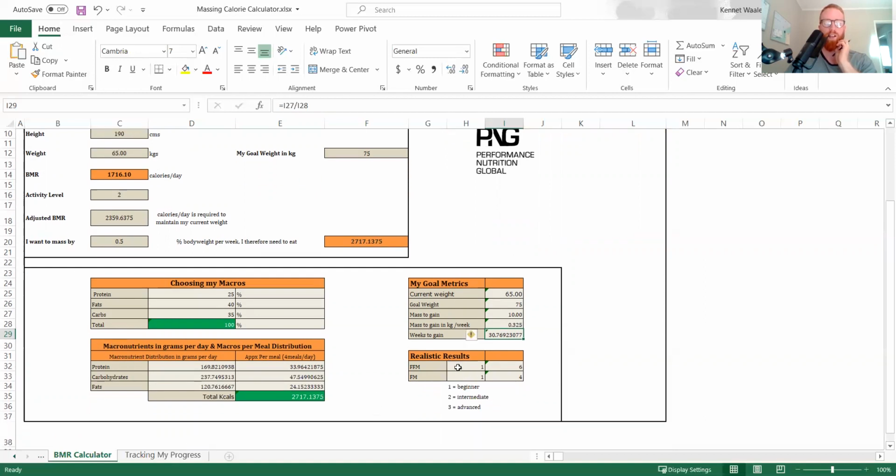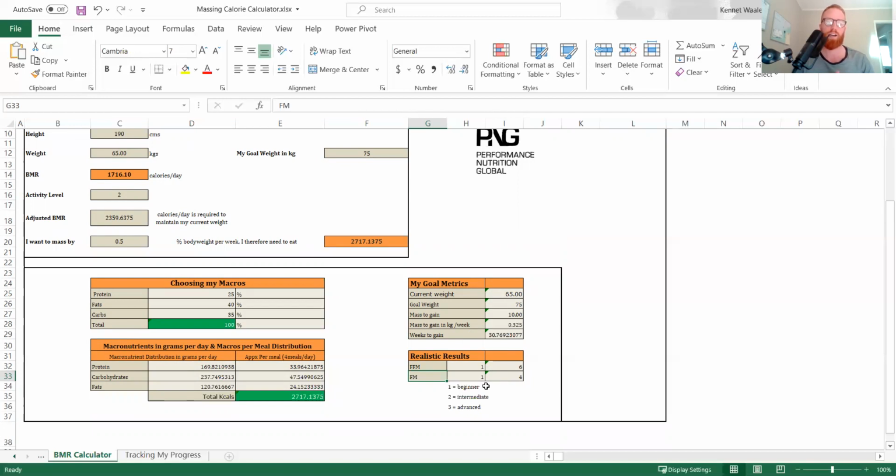Now, what you will find here is what I've called realistic results. This is, FFM is fat-free mass, and FM is fat mass. So fat-free mass is muscle, primarily. And then, of course, you got FM, which is fat mass. And there is a relative distribution here. You're not going to be able to gain 100% muscle. That's not the case, and that's wishful thinking at best.